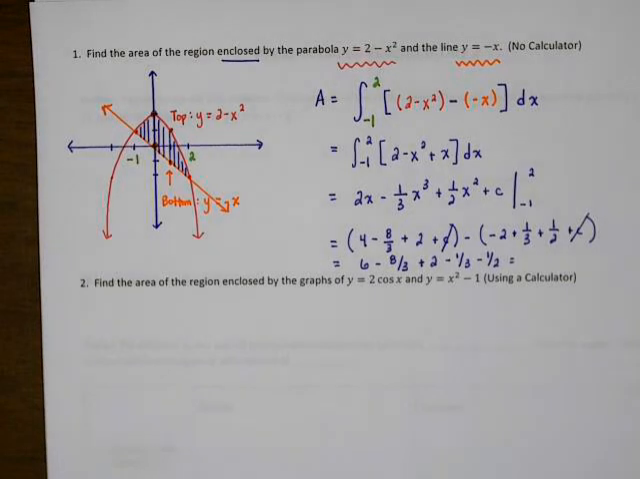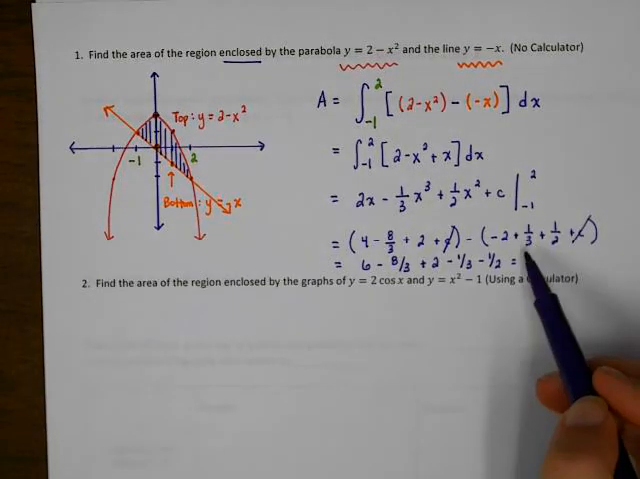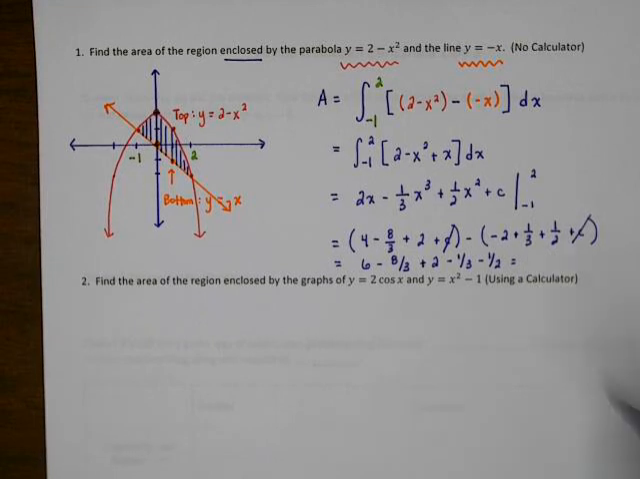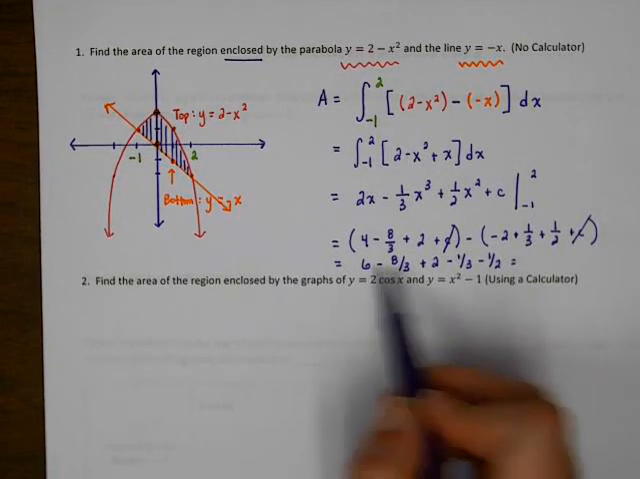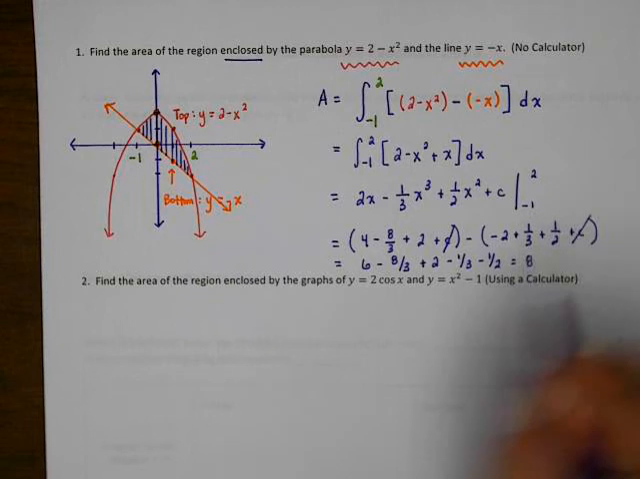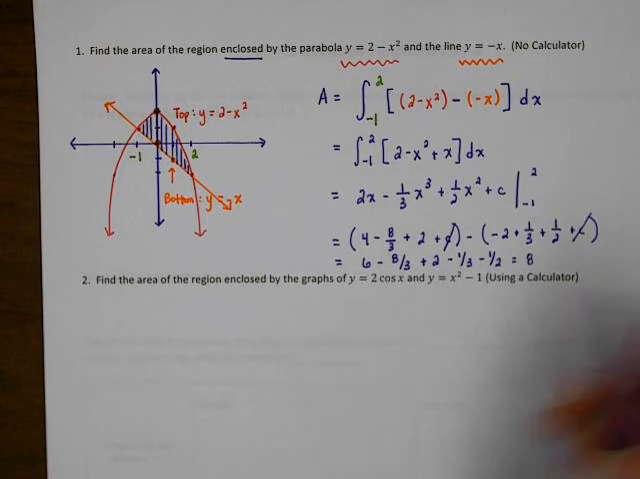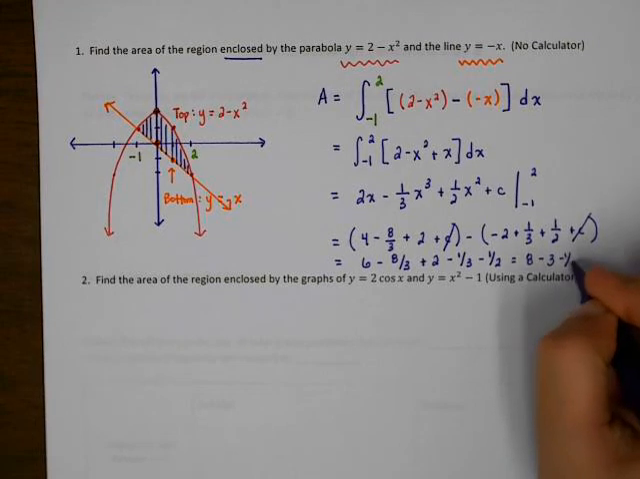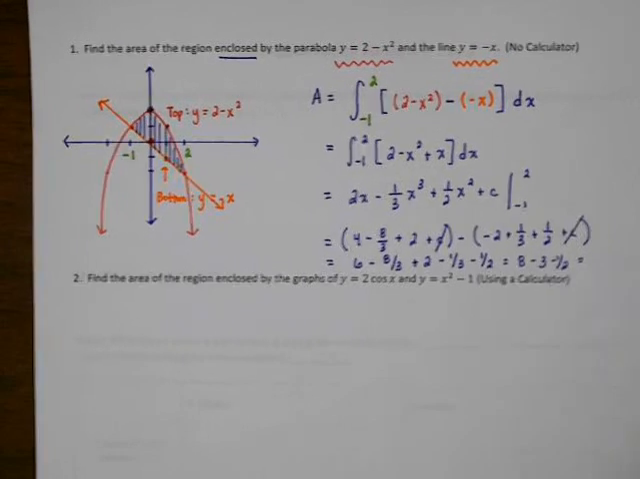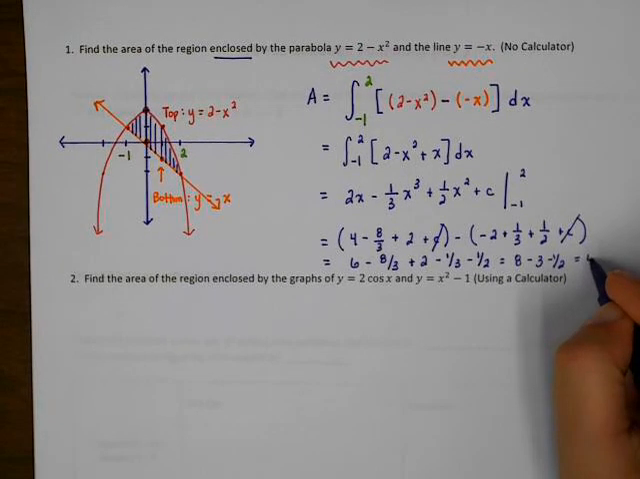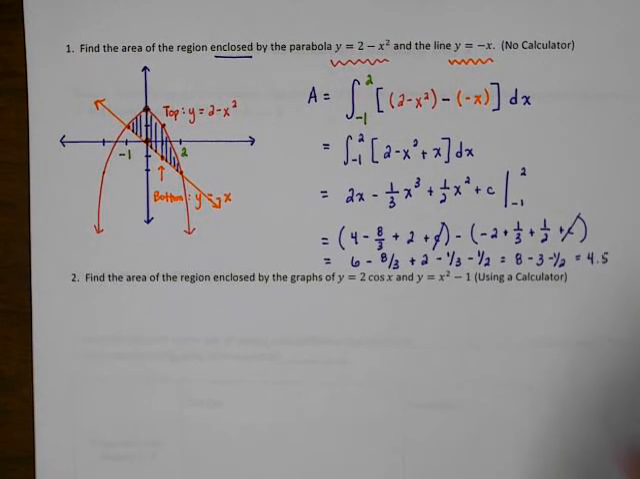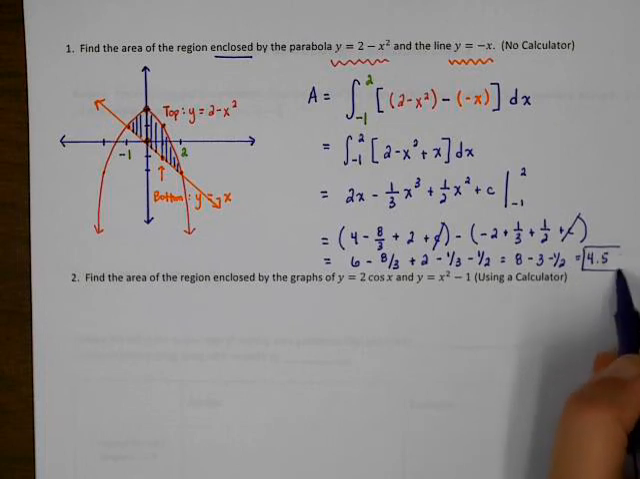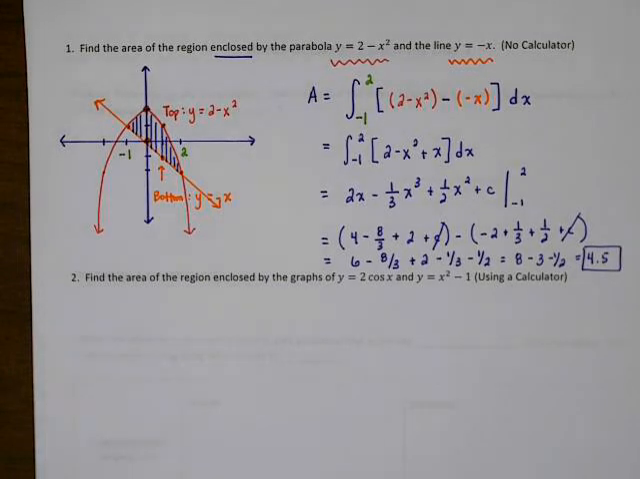And here's why I saved the 8/3 for later. I noticed that in the second parentheses, I would have a third. Again, I have the same denominator. 6 plus 2 is 8. Negative 8/3 minus 1/3 is negative 9/3, and negative 9/3 is just negative 3, minus 1/2. 8 minus 3 is 5, minus 1/2 is 4.5. So the area of that region that is shown on the graph would be this 4.5.